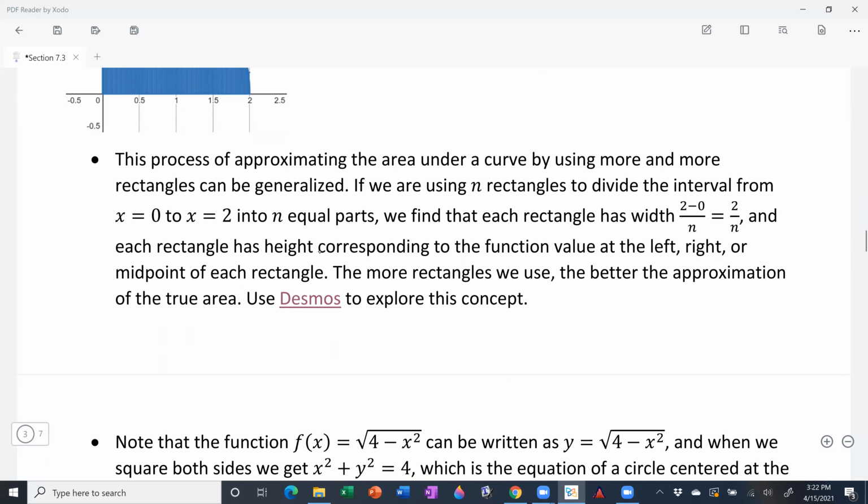And each rectangle has height corresponding to the function value at, and we were doing left endpoints, but you can do left, right, or midpoint of each rectangle. And then the more rectangles we use, the better the approximation of the true area.